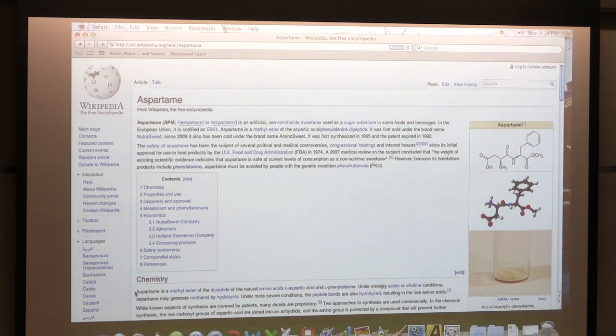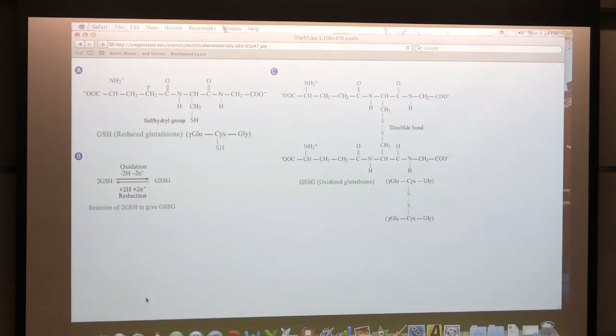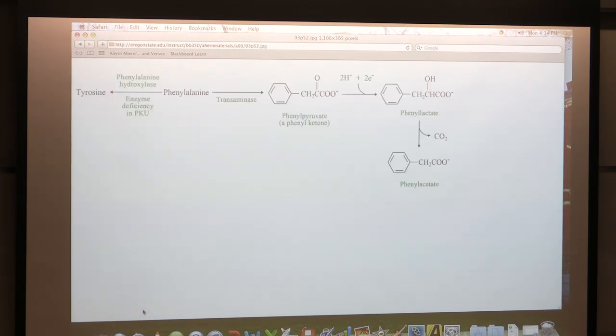So aspartame is actually a pretty innocuous artificial sweetener. We'll say more about artificial sweeteners later, unless you're a phenylketonuric, in which case you would really want to avoid that like the plague. I'll talk about that later. I'm not going to talk about that now. And there's phenylketonuria right there.